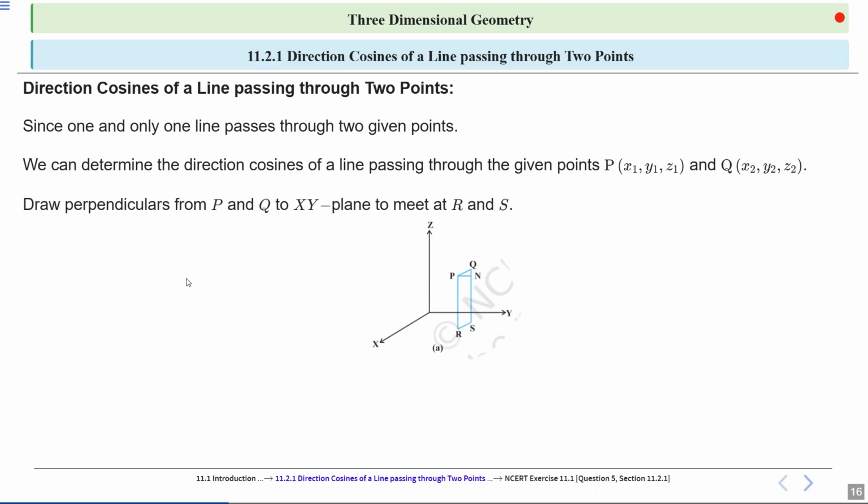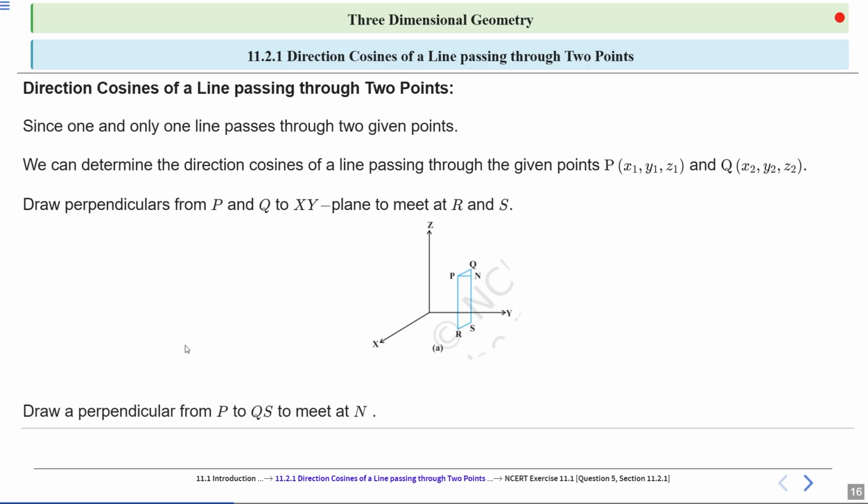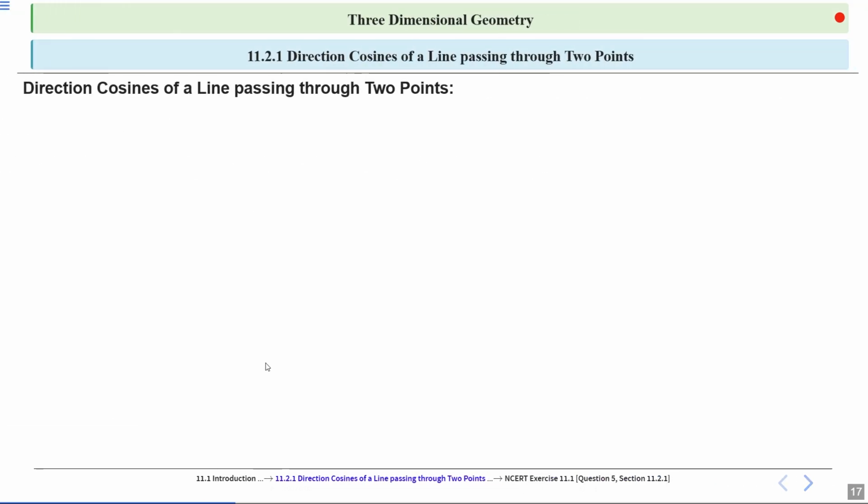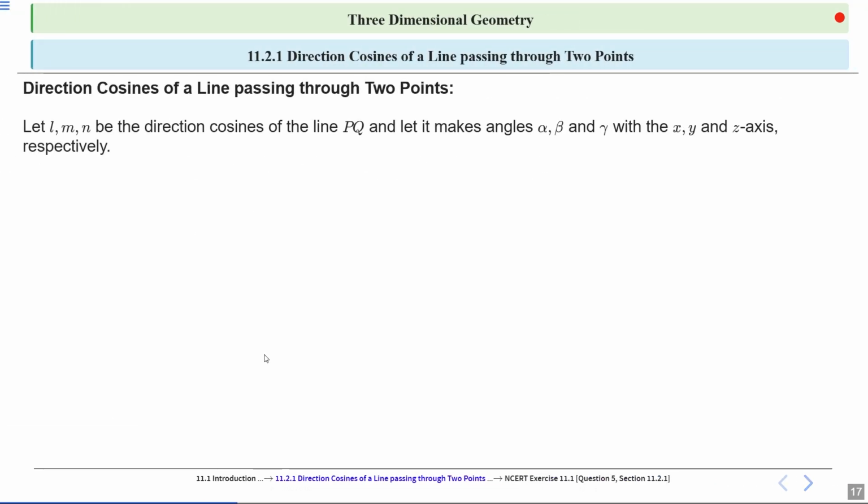Now draw perpendiculars from P and Q to the xy plane to meet at R and S. Visualize the diagram. Now draw a perpendicular from P to QS to meet at N. Let L, M and N be the direction cosines of the line PQ, and let it make angles alpha, beta and gamma with the x, y and z axis respectively.